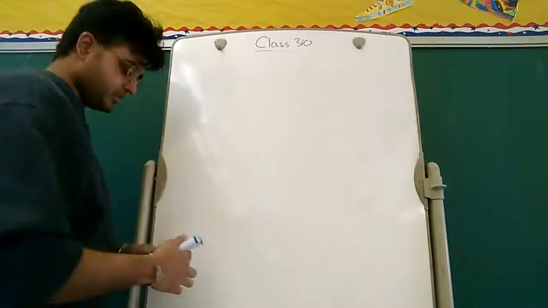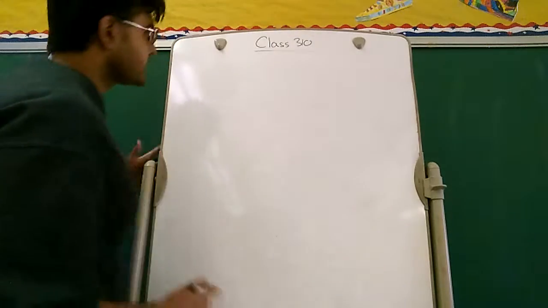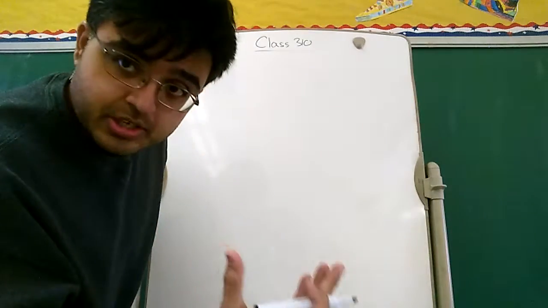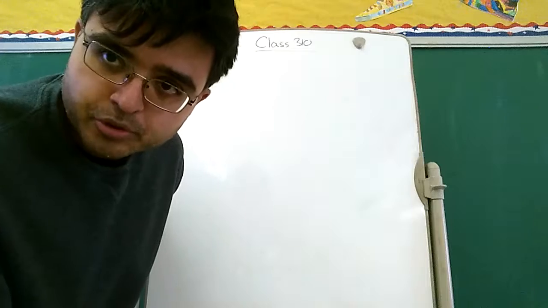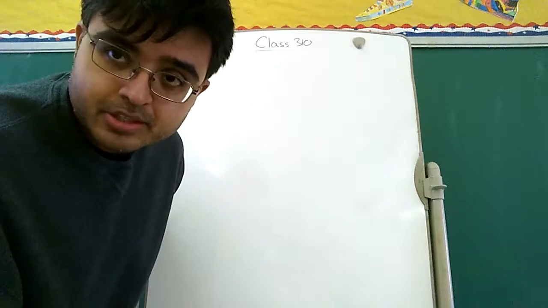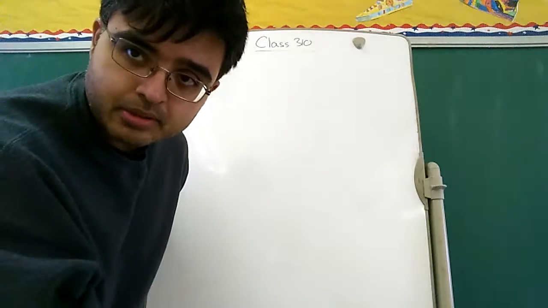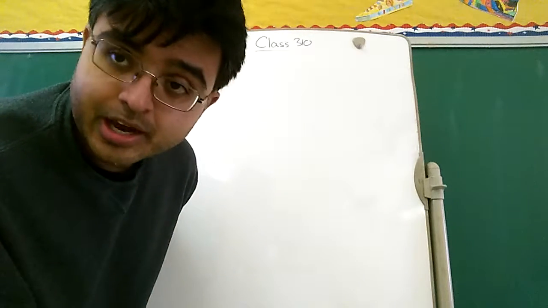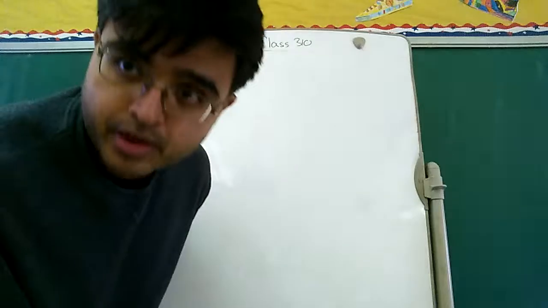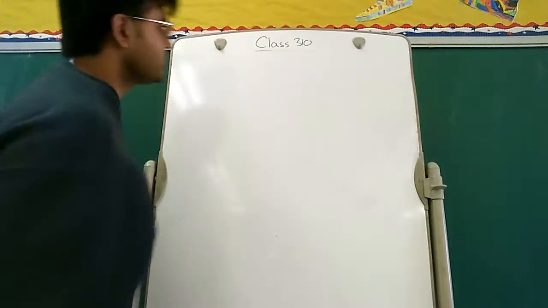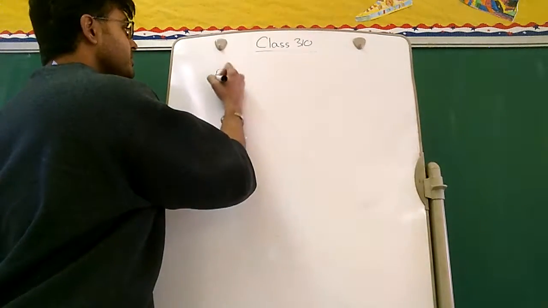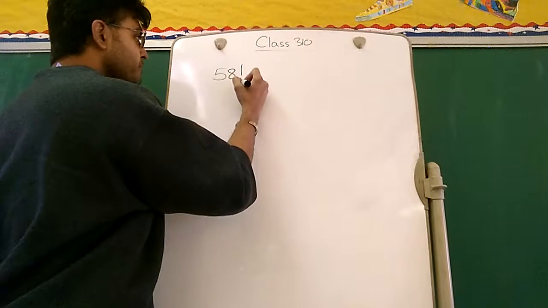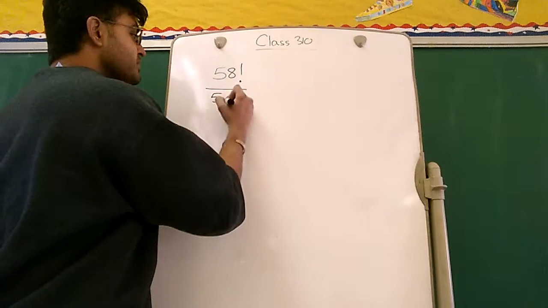Let's take an example. Yesterday in my previous video, we talked about factorials. Factorial simply means you take the number and you go down the number line and then you multiply all those numbers. Today I taught the kids how to use factorials with very large numbers. Take a look. Let's try 58 factorial divided by 56 factorial.